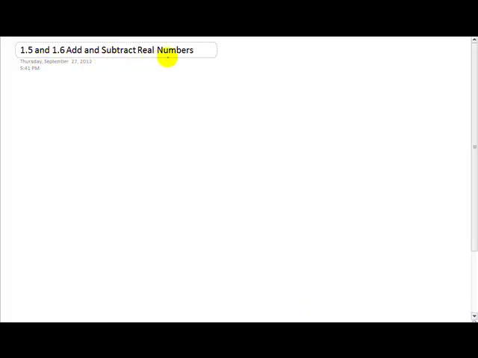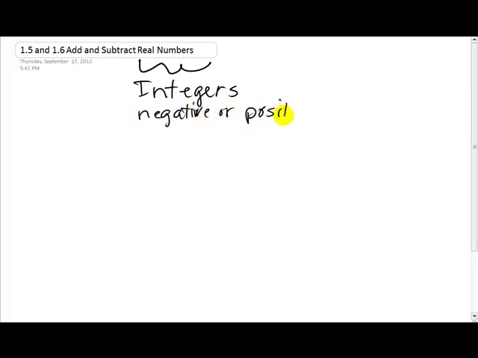Here we want to add and subtract real numbers. And so what we're looking at here is real numbers being integers. Integers are negative or positive whole numbers.